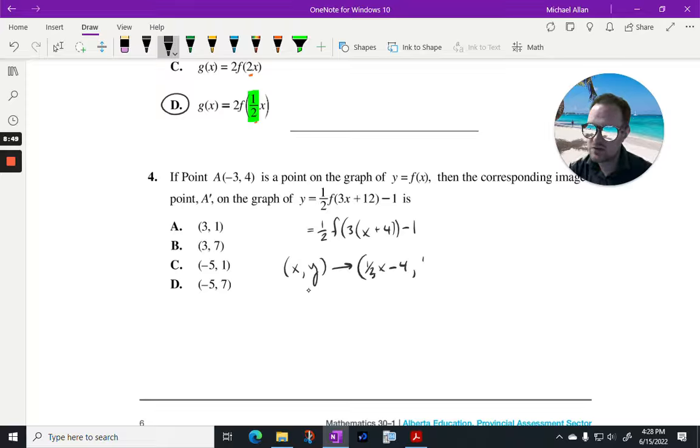And then I got a vertical stretch factor of 1/2, and it's going down 1 unit. So that's what we have so far. And if I put this point in there, I think, is it what? -1, because 1/3 of -3 is -1, minus 4, so that's -5, right? And then half of this one, half of 4 is 2, minus 1 is 1. So it looks like it's C.